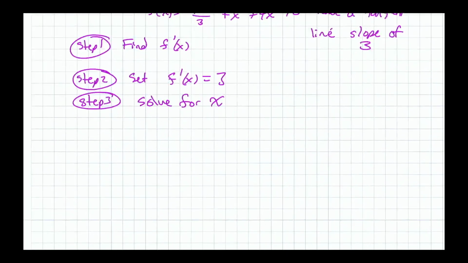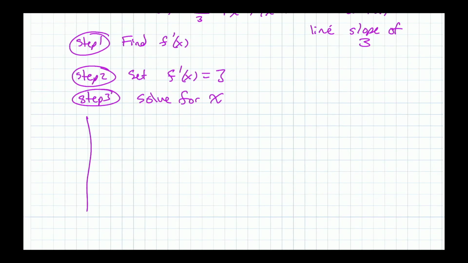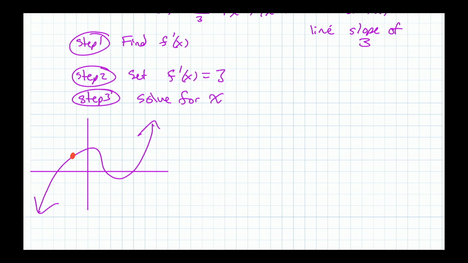Now, similar to the other one we did with the horizontal tangent line, this is cubic, which means potentially the graph looks like this, right? And so potentially there's going to be 2 places where it has a slope of 3. There could be a place over here that could be slope 3, and there could be another one over here where slope is 3, right? So the slope is the same at those 2 places. So potentially 2 answers.